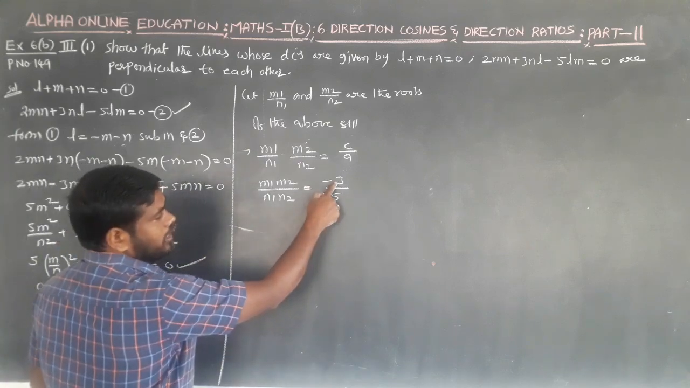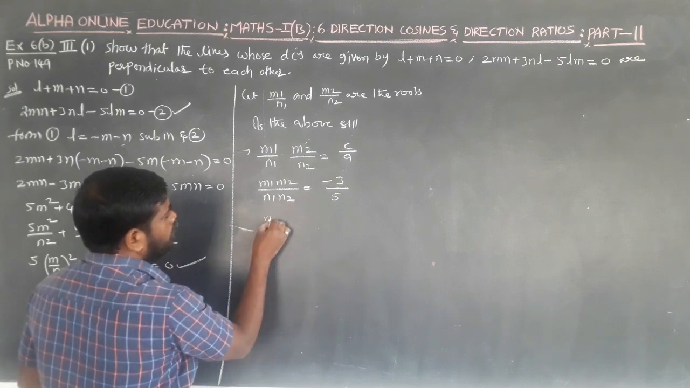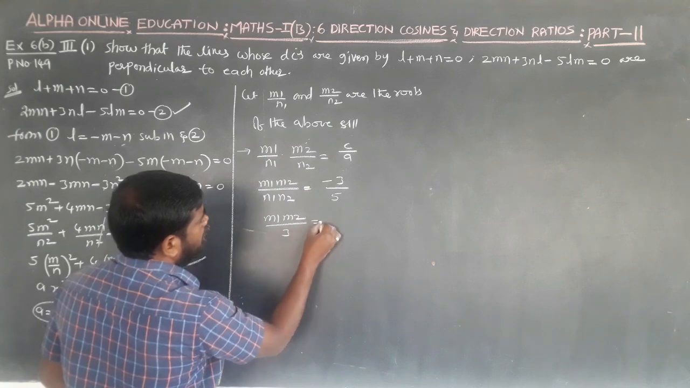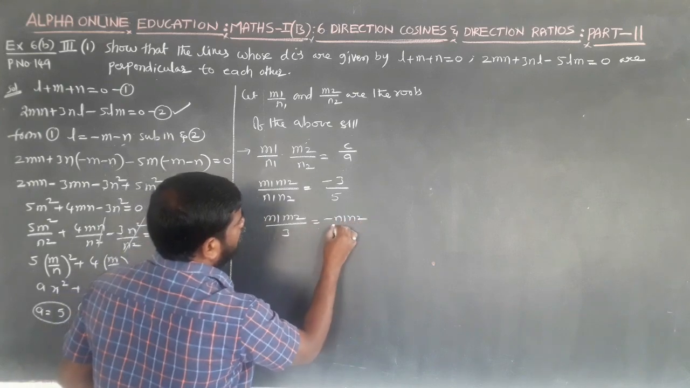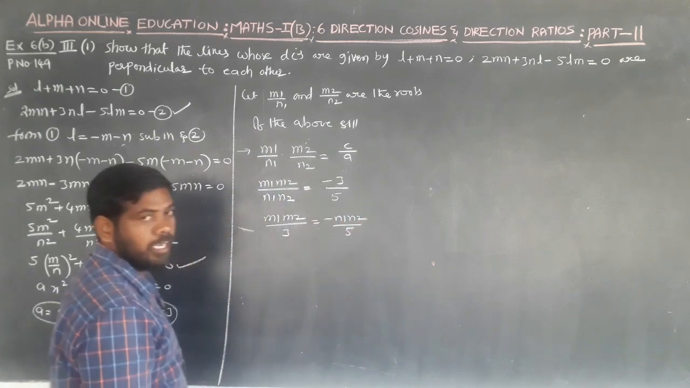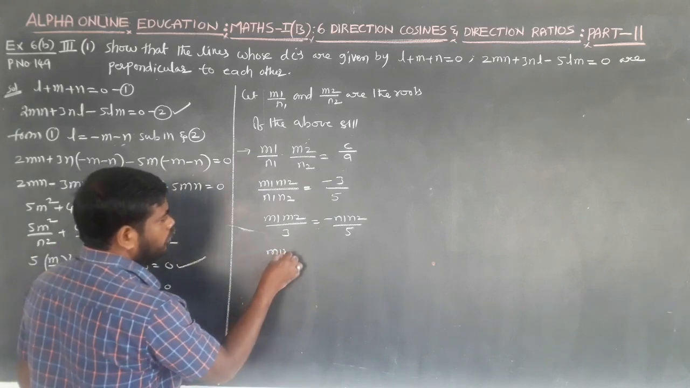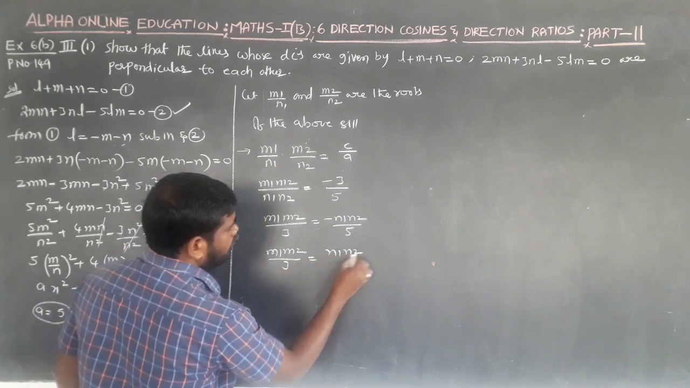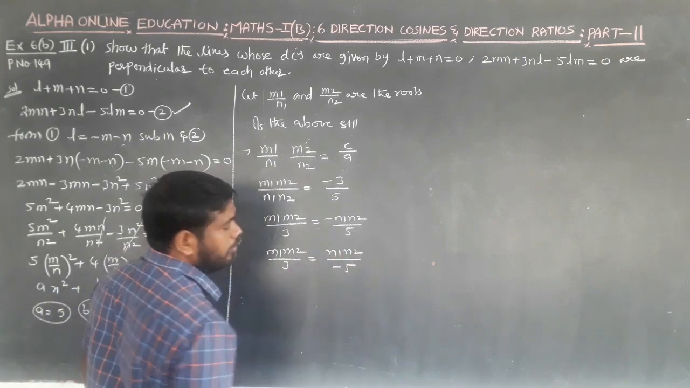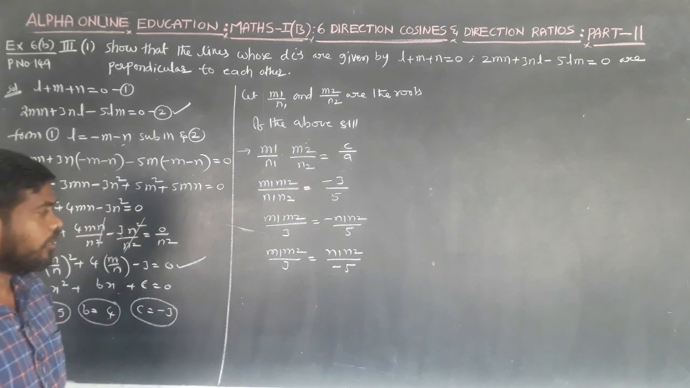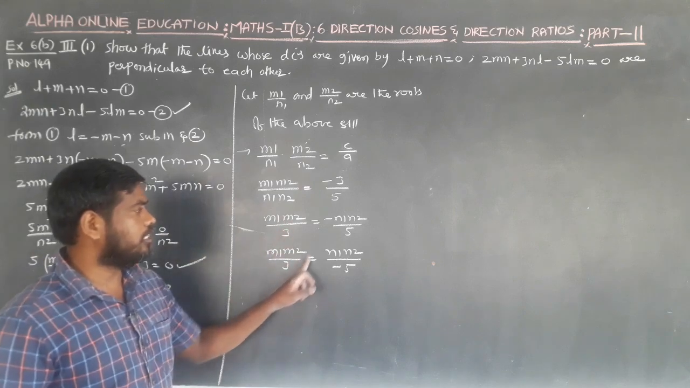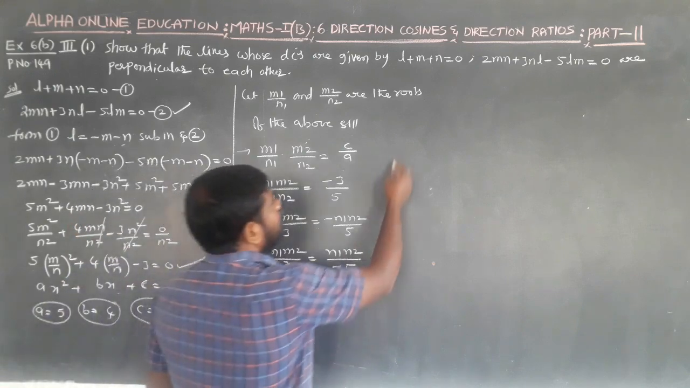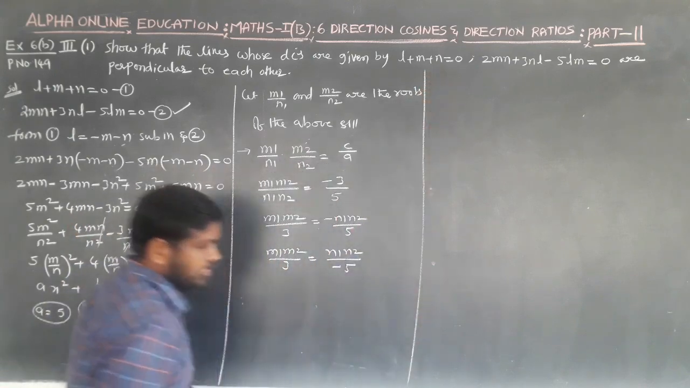Taking 3 to the left side and n1n2 to the right side, m1m2 by 3 is equal to minus n1n2 by 5. So m1m2 by 3 is equal to n1n2 by -5. This is the first condition.